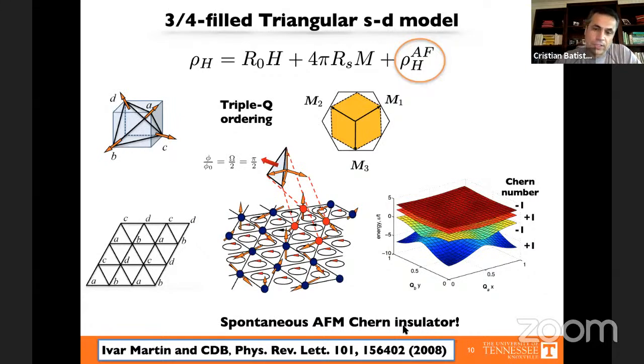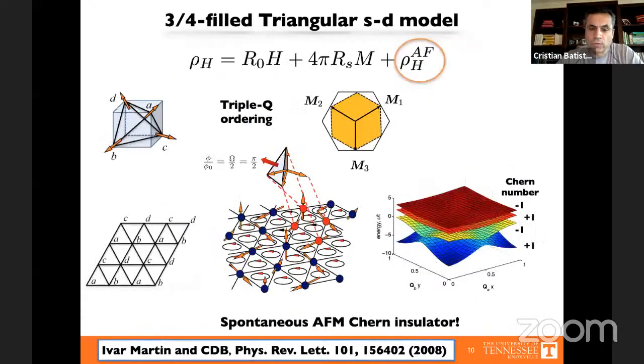And this is interesting also because it means that, in principle, you could have a spontaneous Chern insulator at ambient temperature, right? If you were able to stabilize this type of magnetic ordering at ambient temperature, then you could have a spontaneous Chern insulator at ambient temperature, which is quite remarkable.